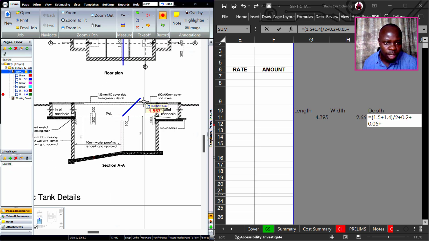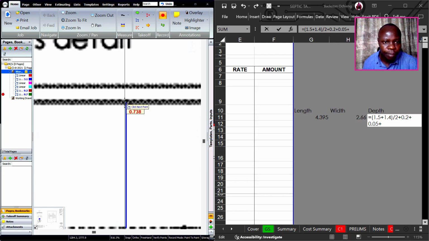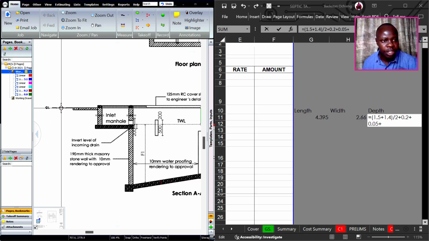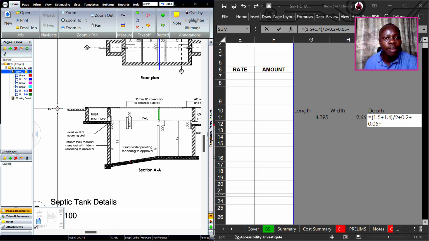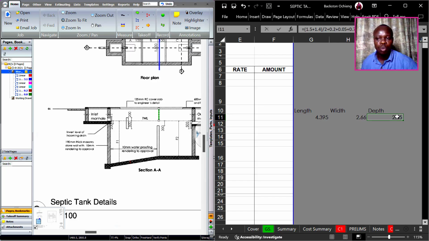Let me just stretch so that you can see. Okay, so I'll take that to be 750, okay? Because you can see the GL stands for ground level. So from the ground level out to the line that we had not taken is equivalent to 750. And that one is common, so I'll take 0.75. Again, I get 2.45 in total depth of a septic tank. So we already have the total depth.